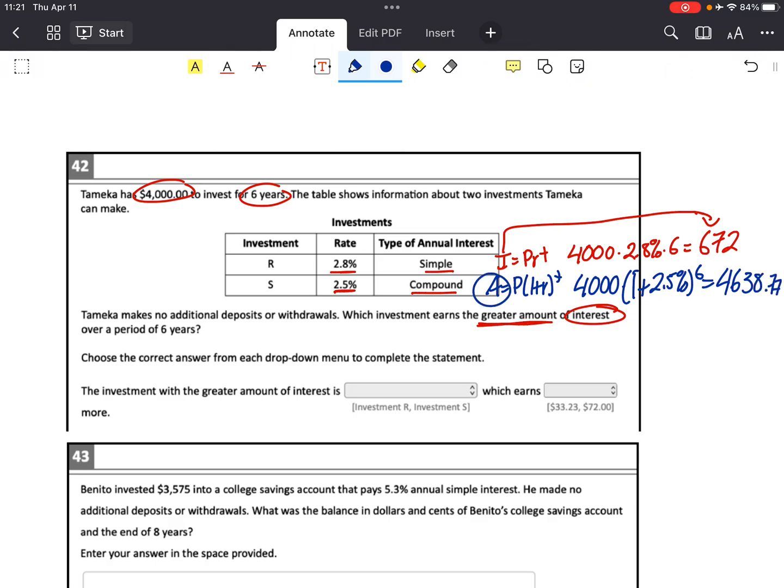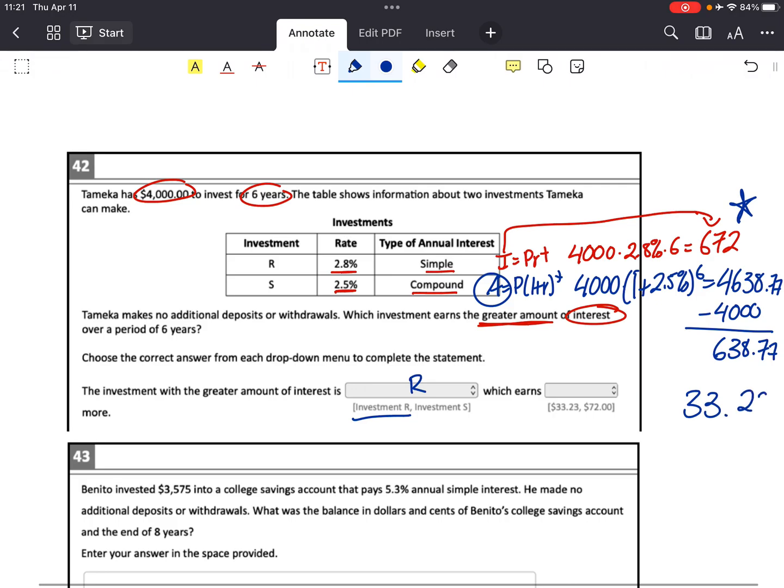When you do that, you get an answer of $4,638.77. This, however, is all of it, or the amount. So we are going to subtract the initial 4,000 to be left with an answer of $638.77. Therefore, we know that the first investment is going to give her a greater amount of interest. Therefore, investment R would be better. And then it asks how much better. So we're going to go ahead and subtract those two values from each other. And we will be left with an answer of $33.22, or approximately $33.23.